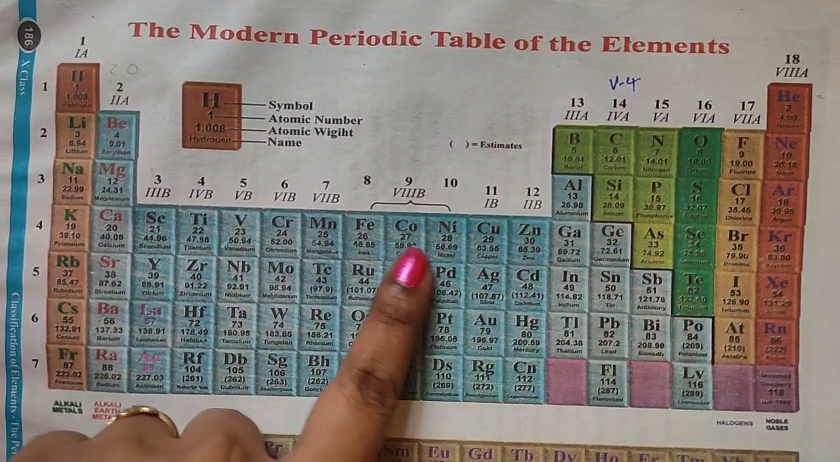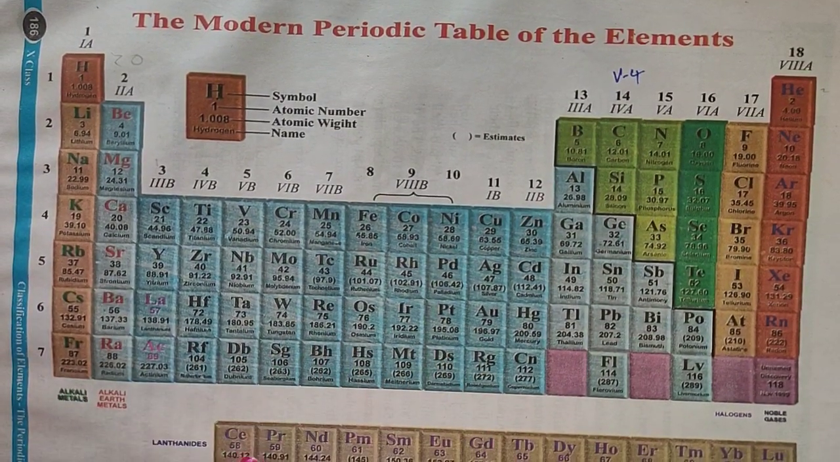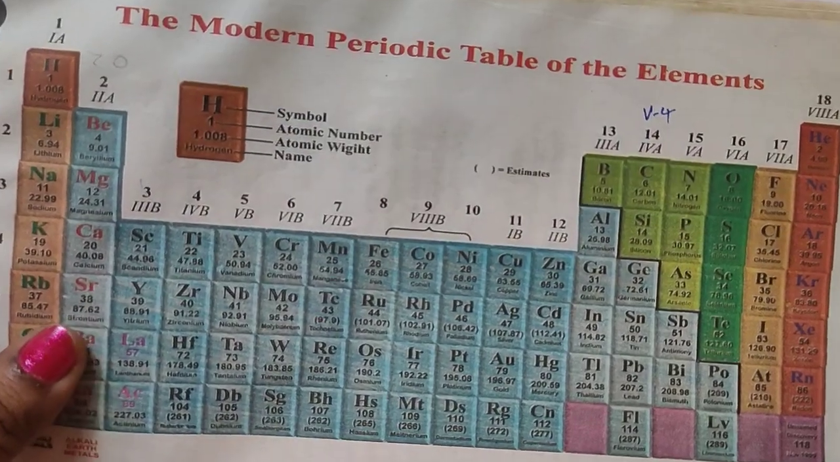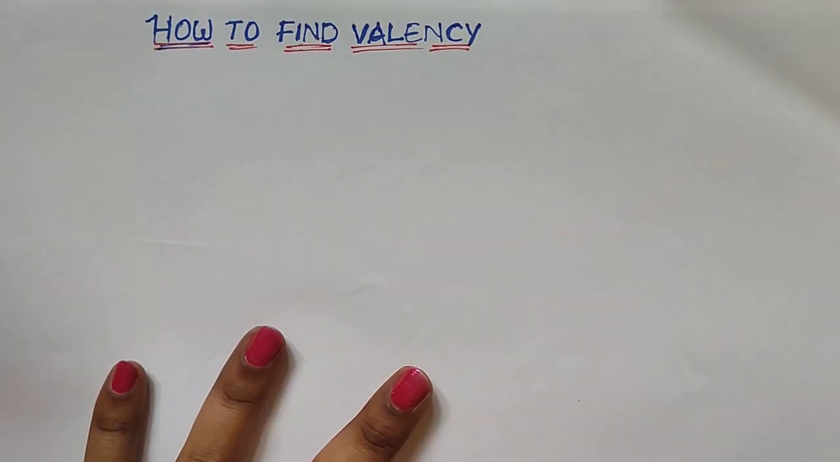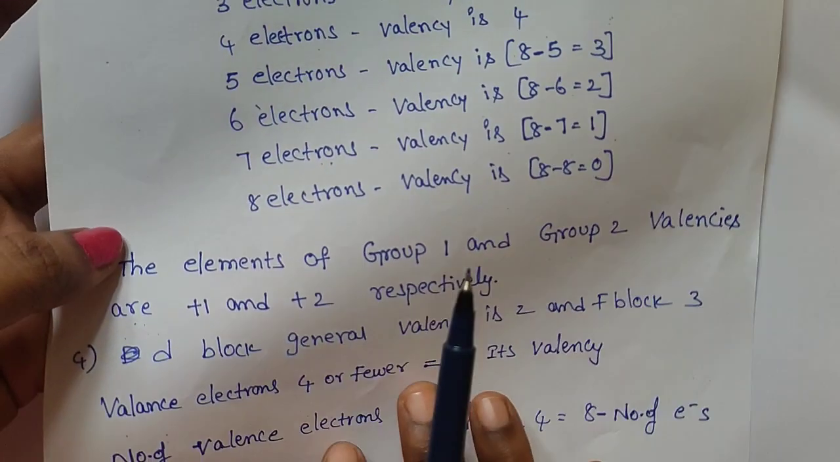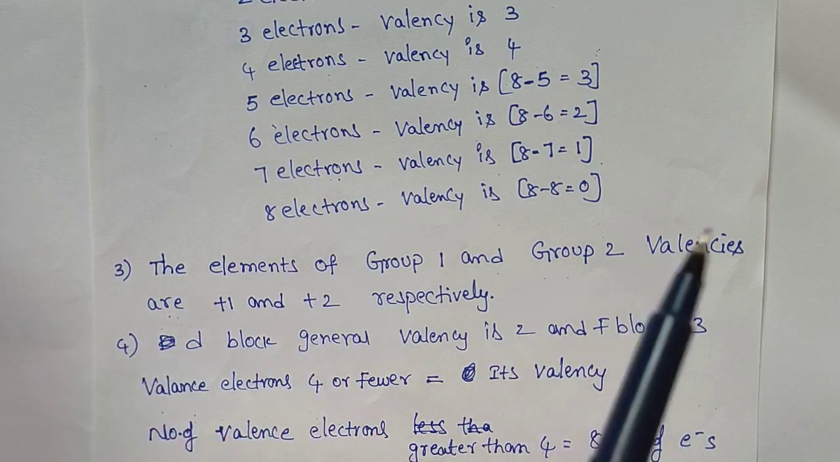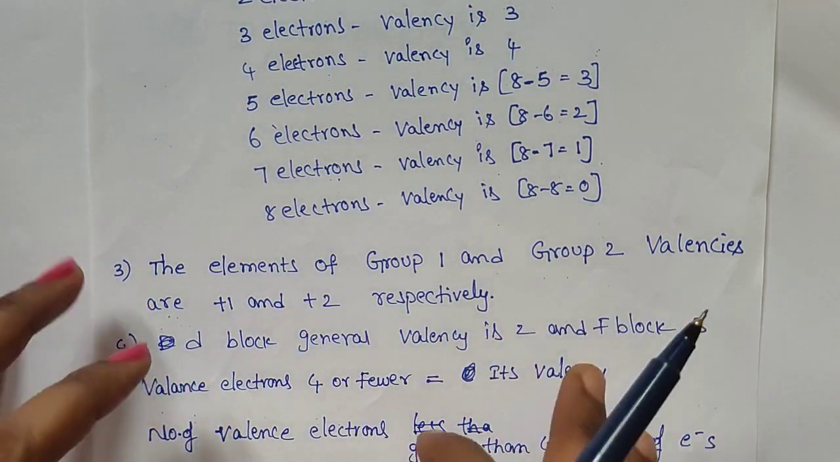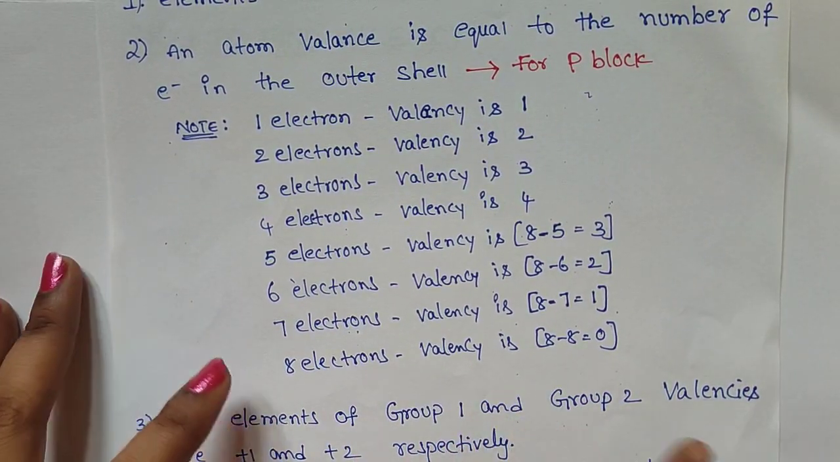These are the D block elements, transition elements and inner transition elements. D block and F block elements. Now we'll see step by step how to find the valency. We'll start with the S block. See here, for the S block, the valency completely depends on the valence electrons present in the outermost shell.